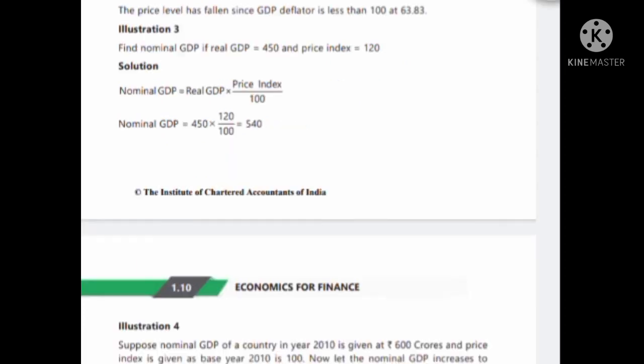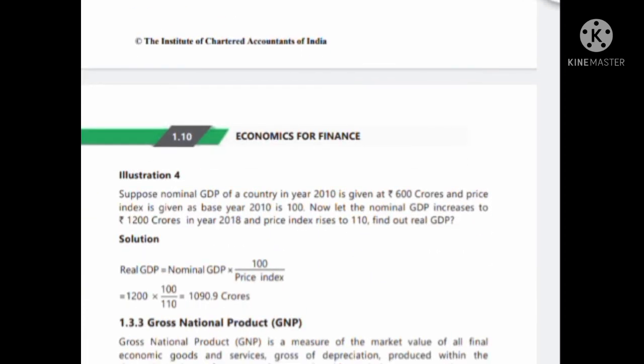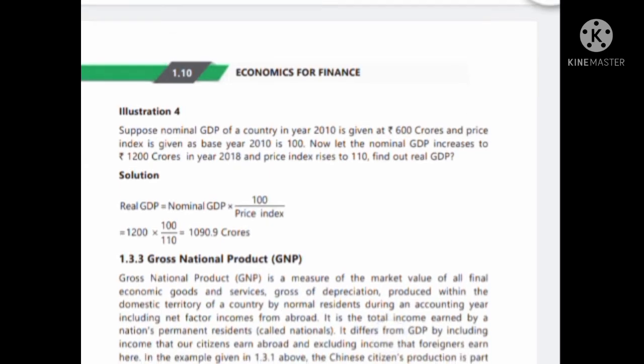So next, let's move on to the next question, which is illustration 4. Suppose nominal GDP of a country in the year 2010 is given as 600 crores and the price index for base year 2010 is 100. Now let nominal GDP increase to 1200 crores in the year 2018 and price index rise to 110.